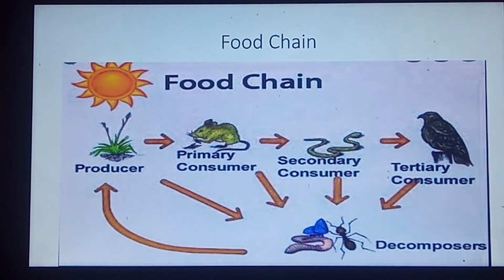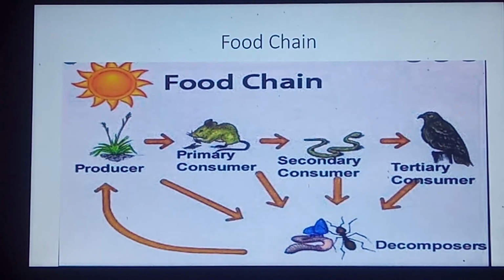A typical food chain in a pond is algae that is eaten by a small fish, and the small fish is eaten by a large fish. So these are other examples. Flow of energy in our food chain.